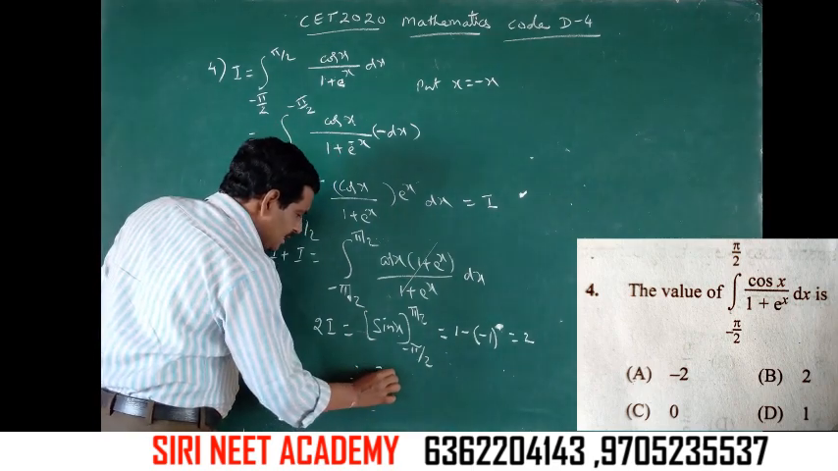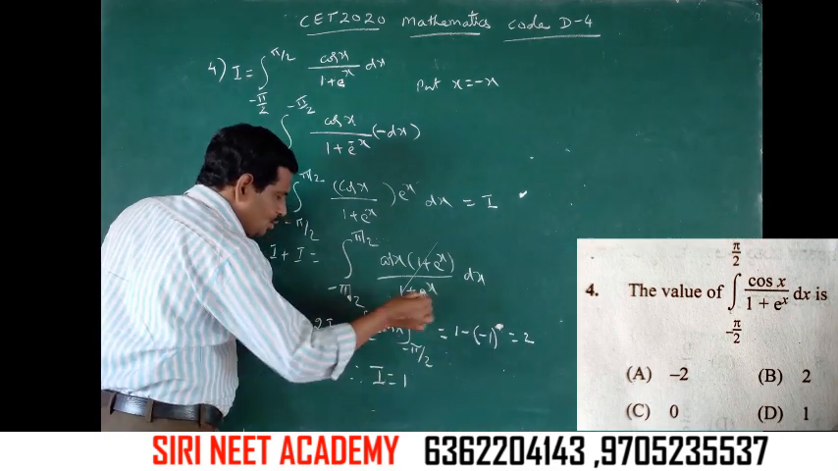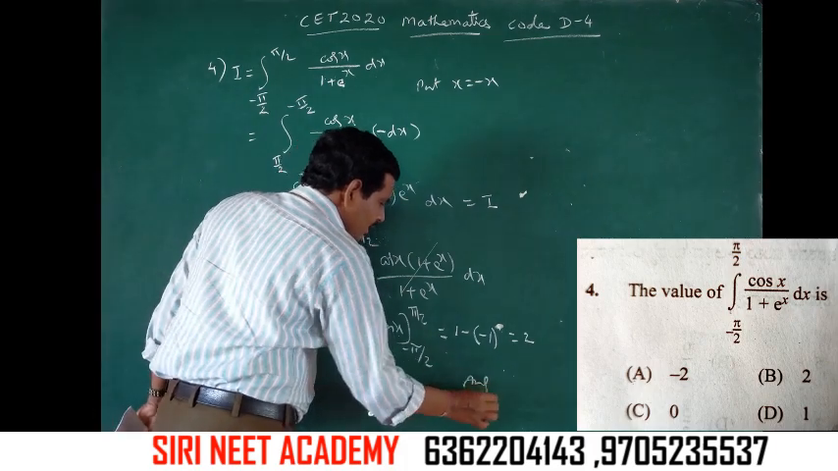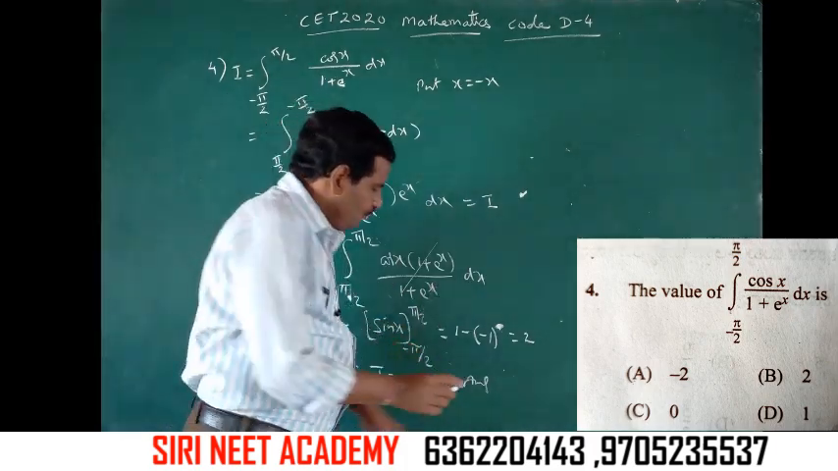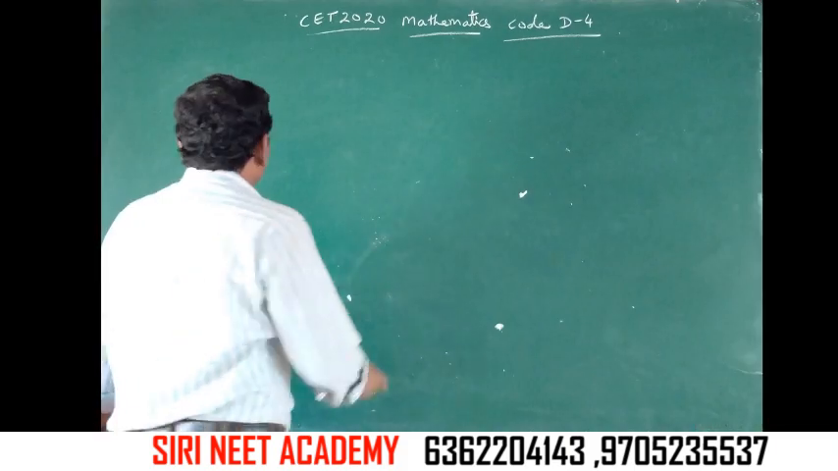So the value of I is 1. 2I is 2, I is 1. So the answer is the fourth option. Now question number 5.